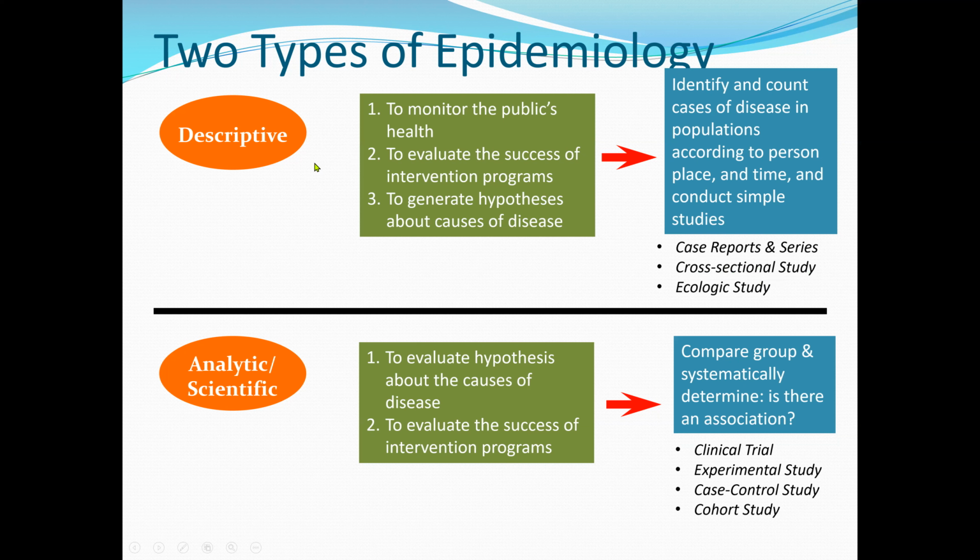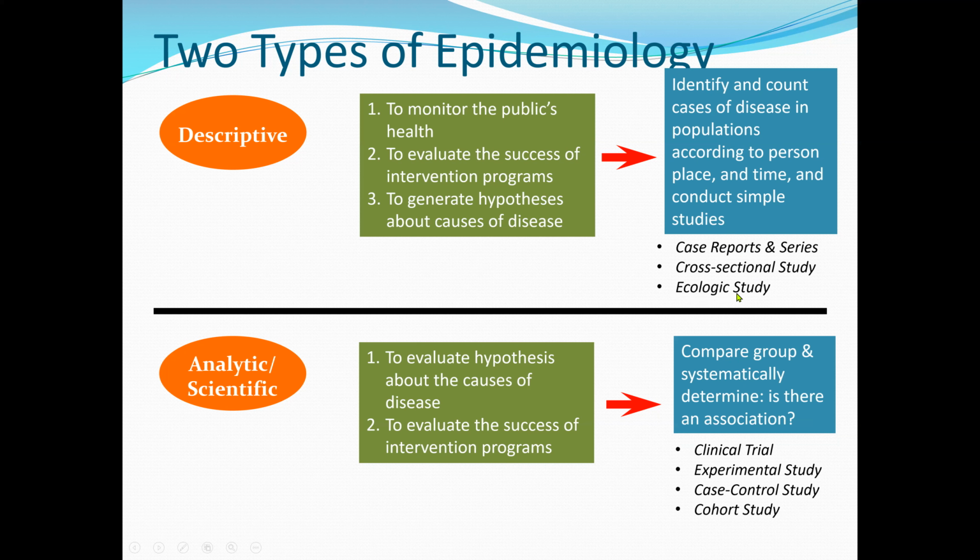So here we say with descriptive, we are going to identify and count cases of disease in population. So that is finding the prevalence or the incidence. So that's again the cross-sectional studies. Our main goal is to find the proportion of the population that have the problem, or the prevalence. So this means we have to identify and count the cases of disease in the population, and that will give us the prevalence.